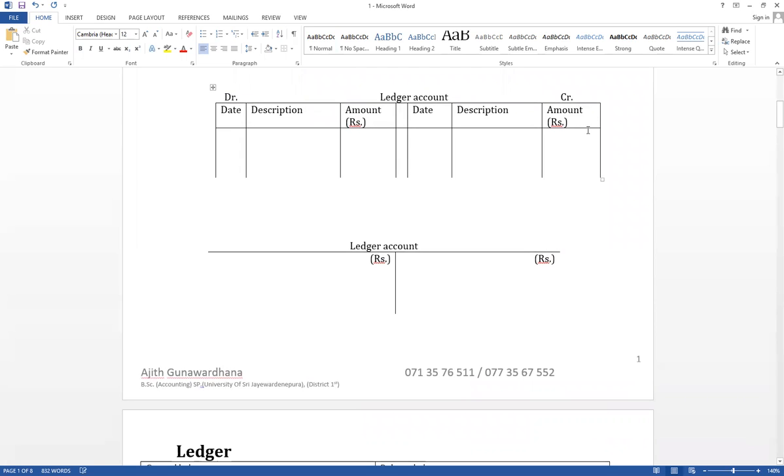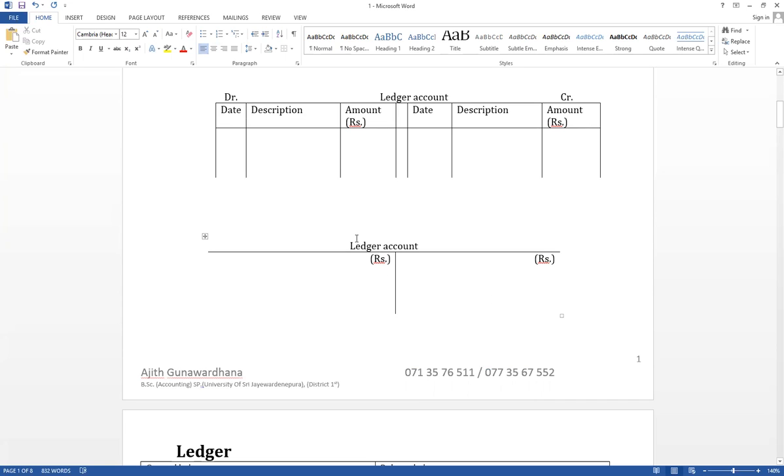This is a ledger account. A ledger account is a T account. Date, description, amounts, and this is the debit side. And this is the credit side. Date, description, amounts, and date, description, amounts. Debit side, credit side. It can be prepared like this also. A ledger account is a T account, with a debit side and a credit side.